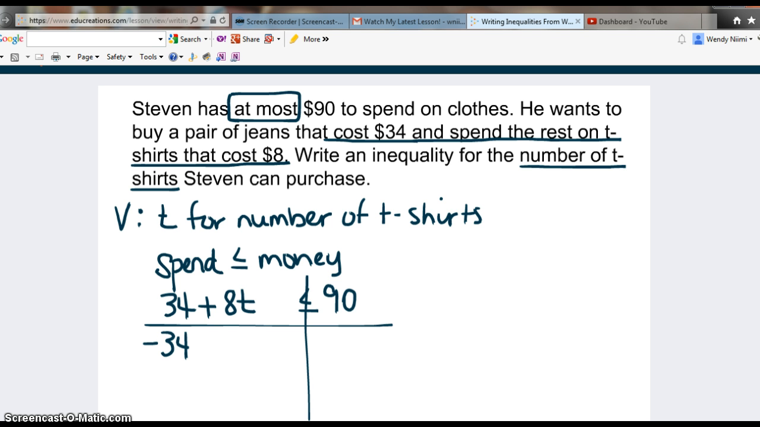So we need to isolate our letter t. Subtract 34 on both sides. That leaves us with 8t is less than or equal to 56. Isolating the letter t again, we're dividing both sides by 8. t is less than or equal to 7. So Stephen can purchase 7 t-shirts in addition to the 1 pair of jeans for at most $90.